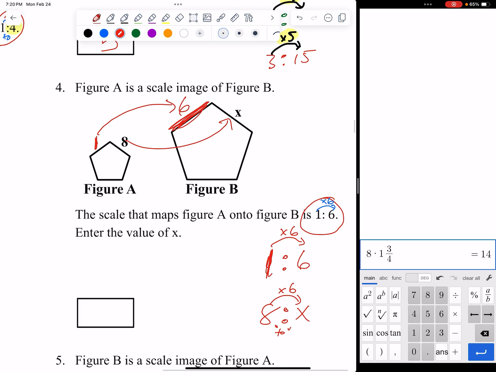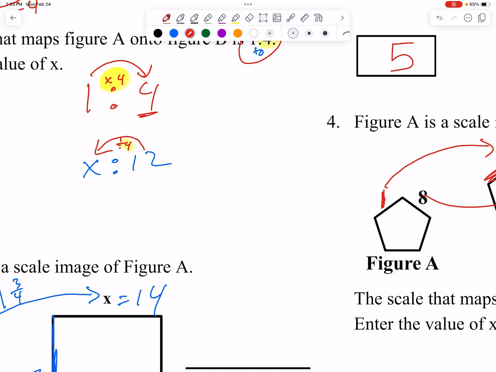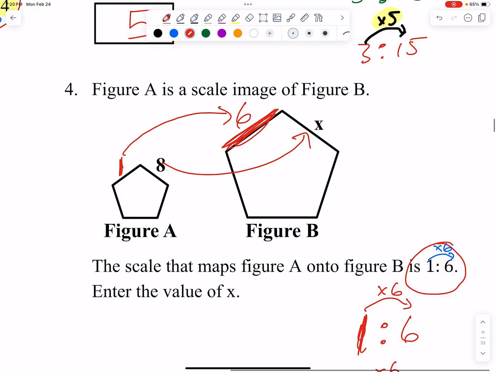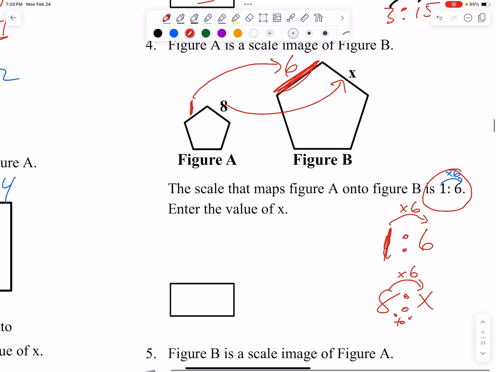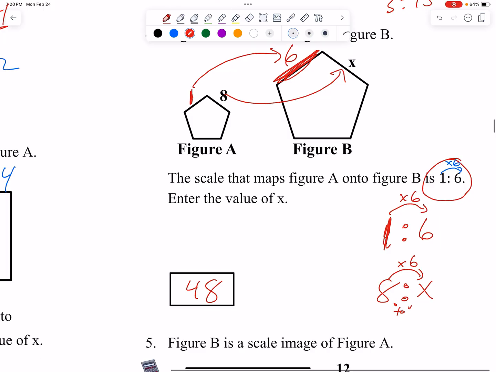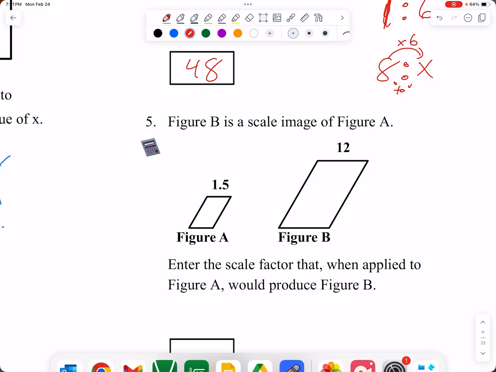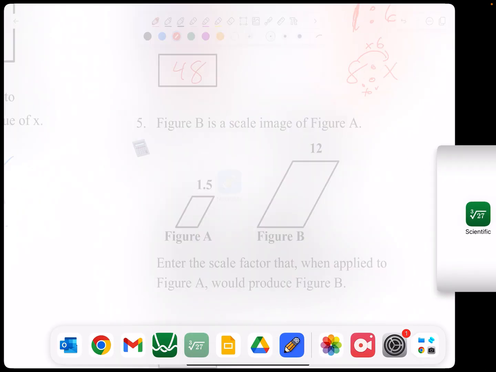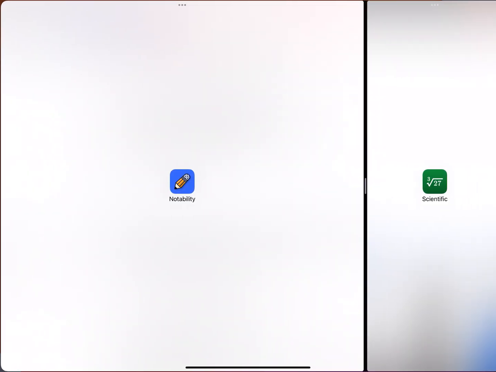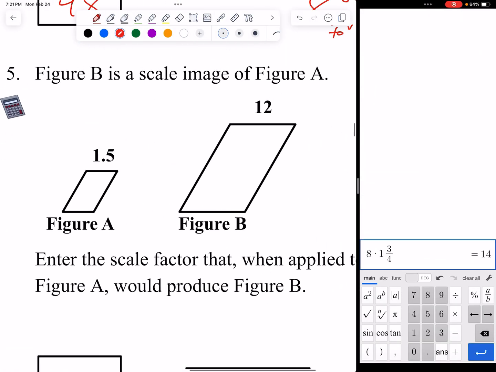And 8 times 6, can I use a calculator? No, so I can't cheat. I'm going to get that out of here. All right, no calculator. How good are you with the multiplication tables? 8 times 6 is 48. All right, next one. They have a calculator, and I can see why, because I see a decimal there. Okay, not bad. It's not too bad, not too horrible, hopefully.